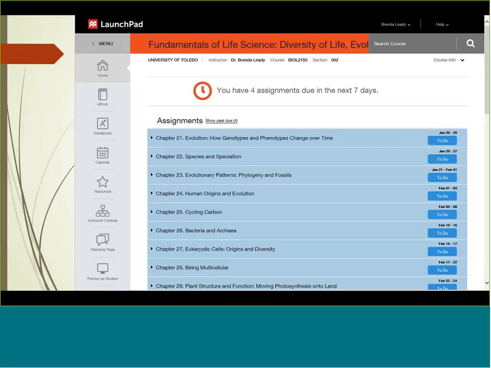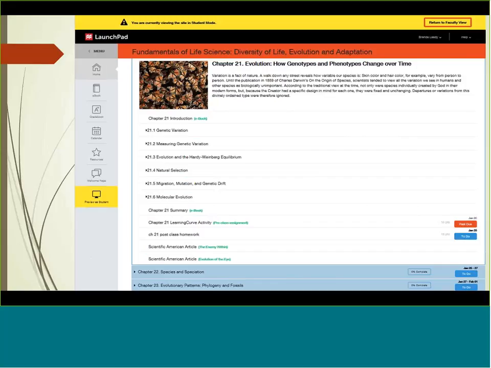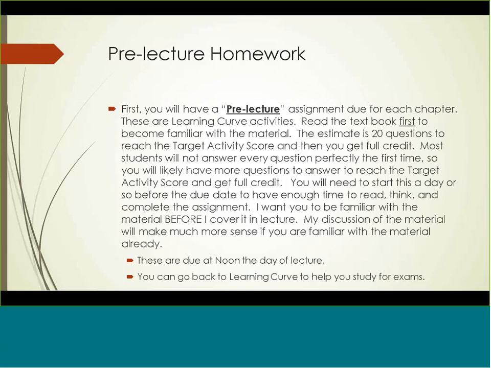If we look at another view from LaunchPad, I've ordered the homework chapters in the way that I cover them. In this view they're all in order, but they do go out of order later. It also includes the pre-class and post-class homework. If we look at it from a student view, which is nice, we can flip from the instructor view to see what the students actually see. You can see that there's a learning curve activity, which is my pre-class assignment, and then we have the post-class homework so that they can click on that easily and find it.